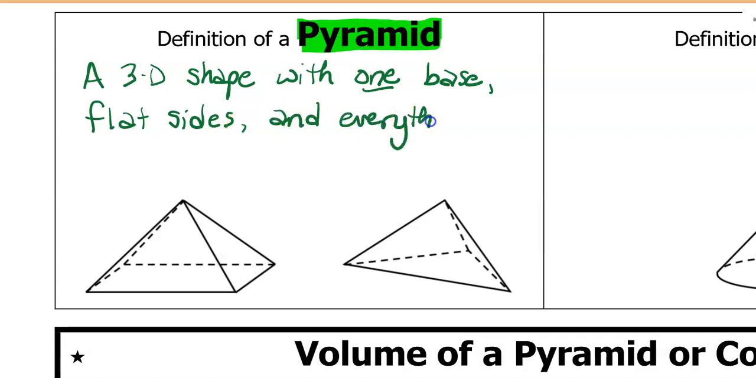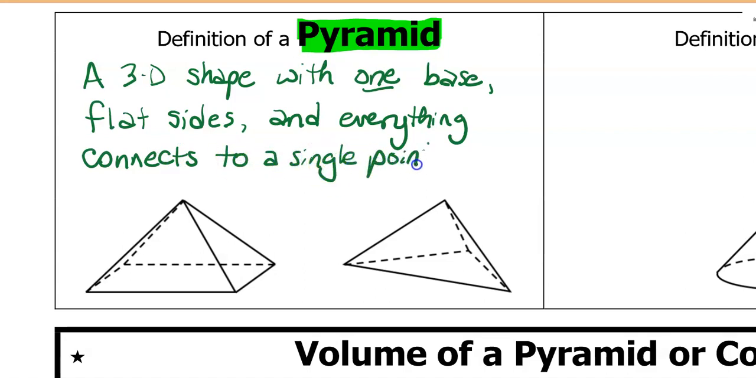And we need to make sure, we'll see this in the picture, that everything from that base connects to just a single point, which we call the apex of the pyramid. So we'll see that in these pictures below. So this first one is what you probably think of when you think of a pyramid. It looks like maybe an Egyptian pyramid here, but this has a base which happens to be at the bottom.